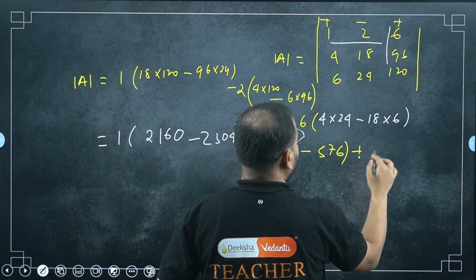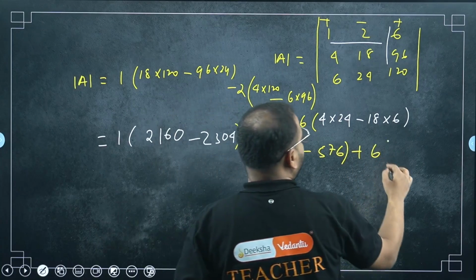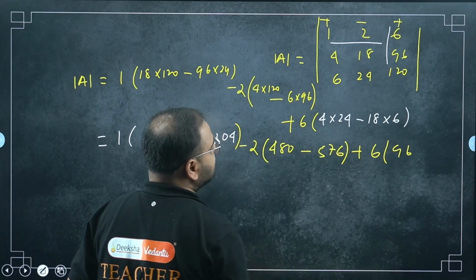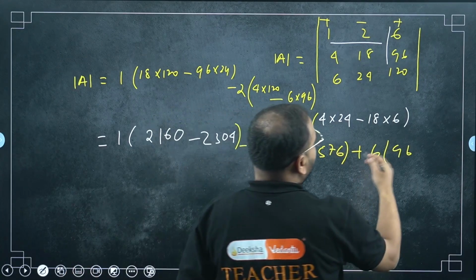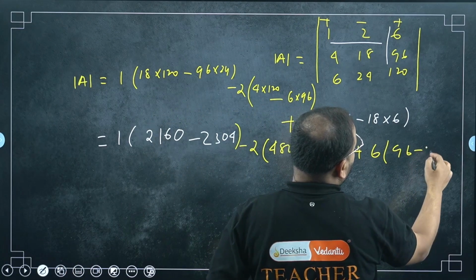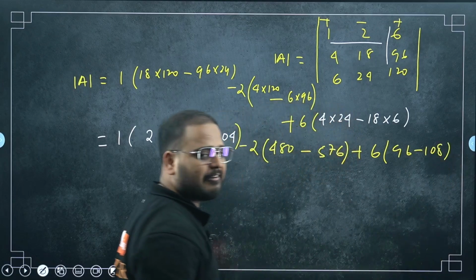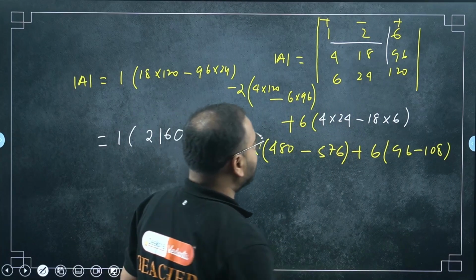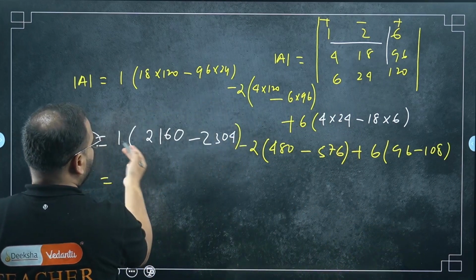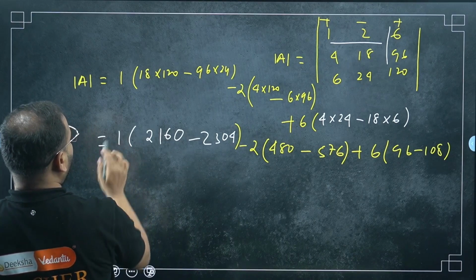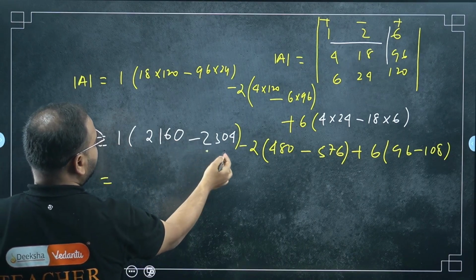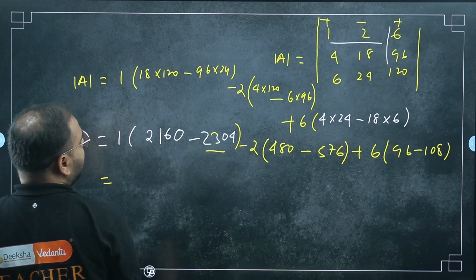Now plus sign 6 will be, this is simply 96. 24 times 4 is 96. 18 times 6 will be 108. 18 times 5 is 90. So 18 times 6 is 108. Let's simplify this, please. 1 is there, so I don't have to do anything with 1 over here. So 2304 is bigger.